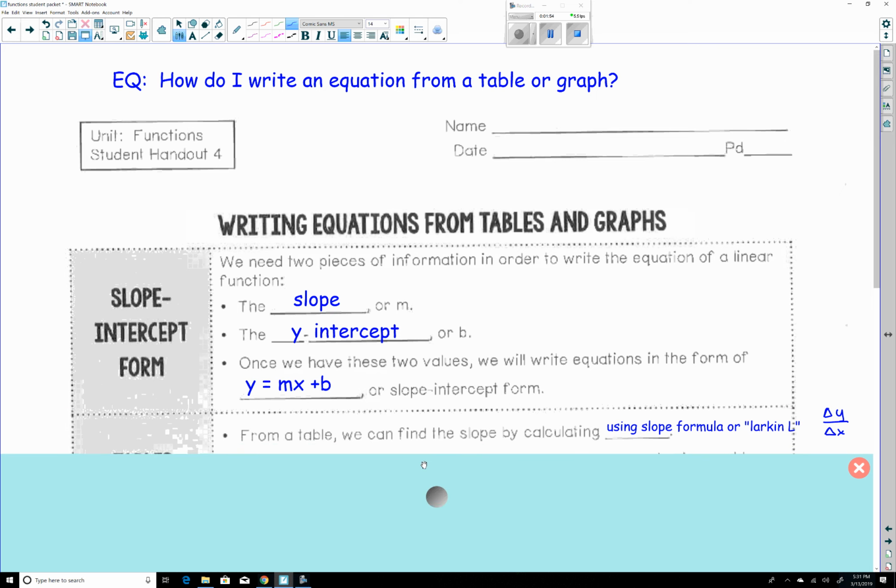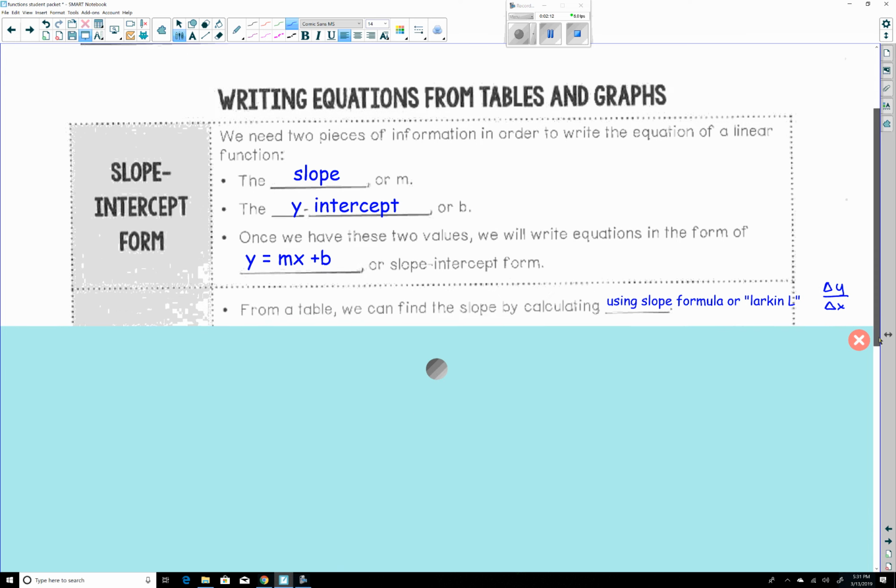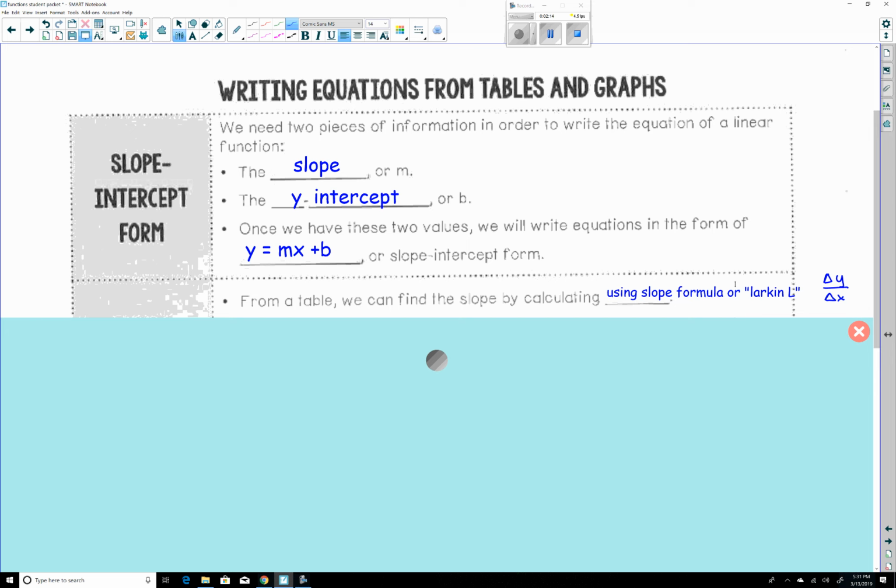Okay, from a table, we can find the slope by calculating, and we have three different methods that we can use. We can use the slope formula, the Larkin L, or the change in y over change in x. And remember that triangle, that's a delta y over delta x, and delta stands for change. So we have those three methods. You can use whichever one you are most comfortable with, and you should get the same answer regardless of which one you use.